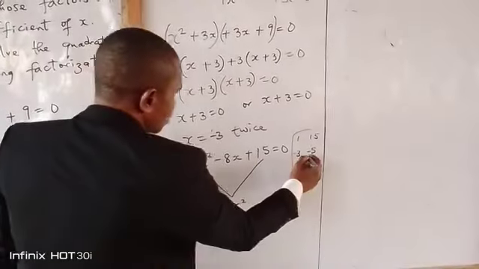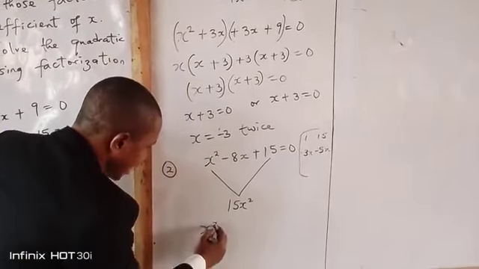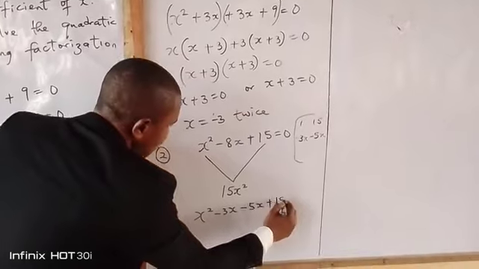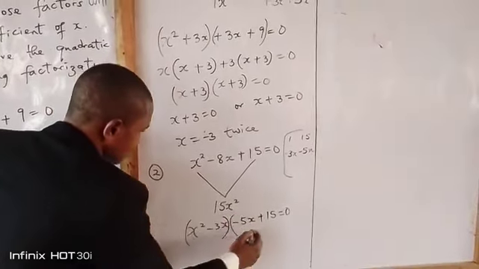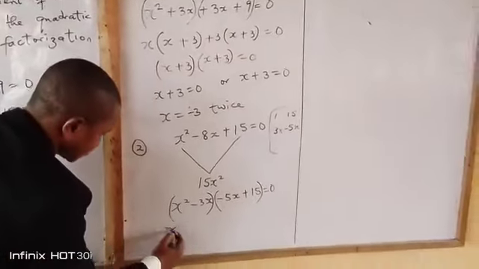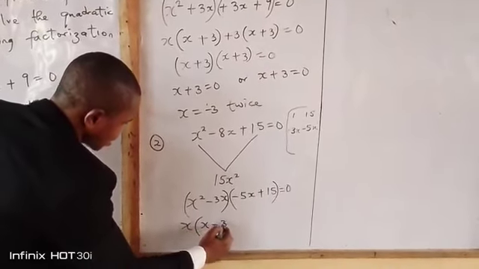And you have s here. So you end up having s squared minus 3s minus 5s plus 15 is equals to 0. Then you group them. You put them in a bracket. So what is common here? You have s. What will you have left? You have s minus 3.